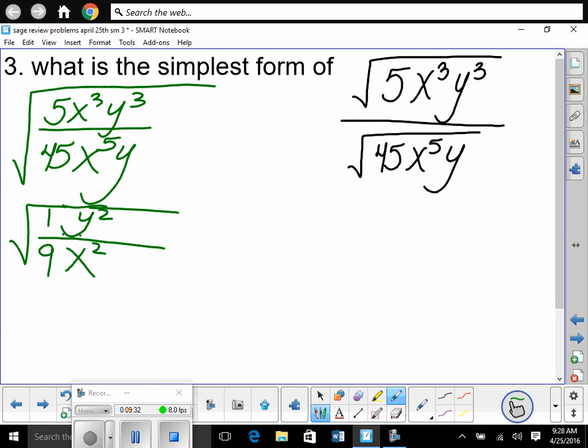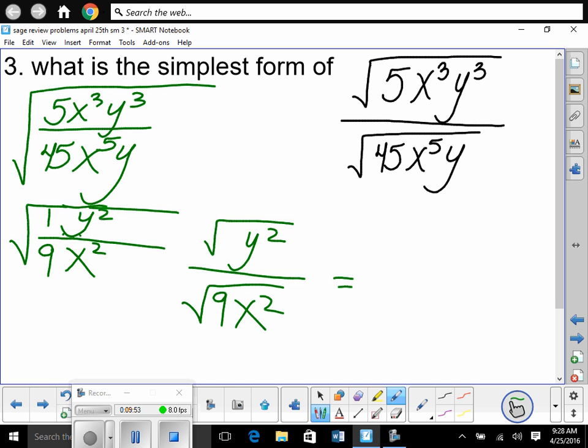Now from here, now that I simplified it, we'll split it apart and simplify. So on top, we have the square root of y squared. The square root of 1 is just 1, so I'm not going to write it. All over the square root of 9x squared. Now let's see if that's simplified. What's the square root of y squared? Y, right, people? And on bottom, what's the square root of 9? 3. What's the square root of x squared? And did we need to rationalize the denominator? No, right? There's no radical on bottom anymore, so good.